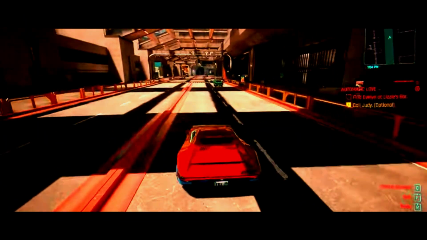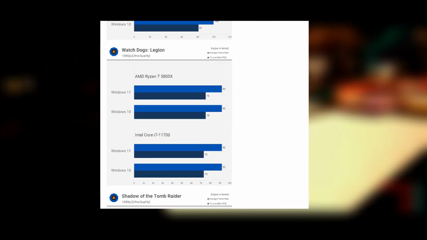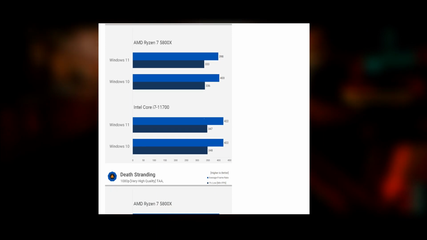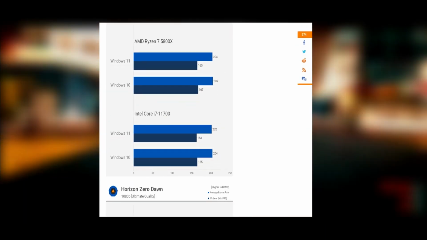Gaming performance. Unfortunately, there is nothing exciting to be seen here either. Across the 8 games tested, we are looking at no more than a 1% variation in performance between the two operating systems. It's remarkable how similar the two perform, though ultimately not that surprising.